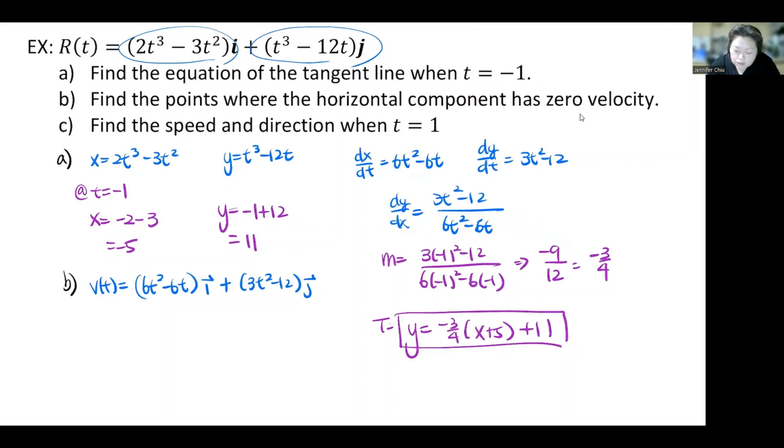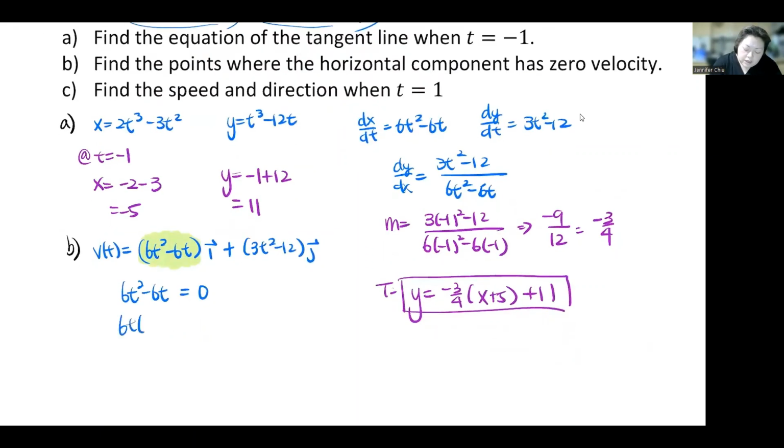So where is the horizontal component? That is my x here. So simply take that and find when it's 0, right? The 0 velocity. So if you do some factoring here, you will get t equals 0 and t equals 1 is when you have 0 velocity. Okay, that is your answer for part B.